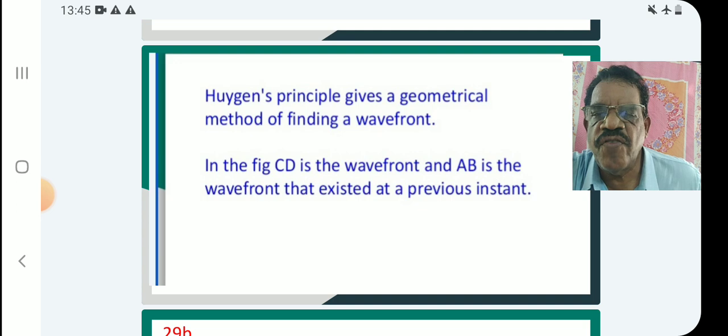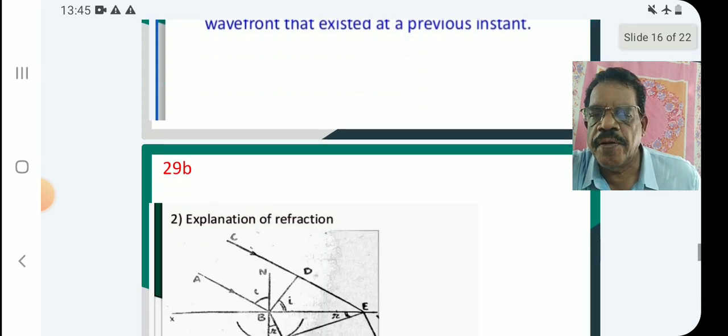In the figure, CD is a wave front and AB is the wave front that existed at a previous instant.